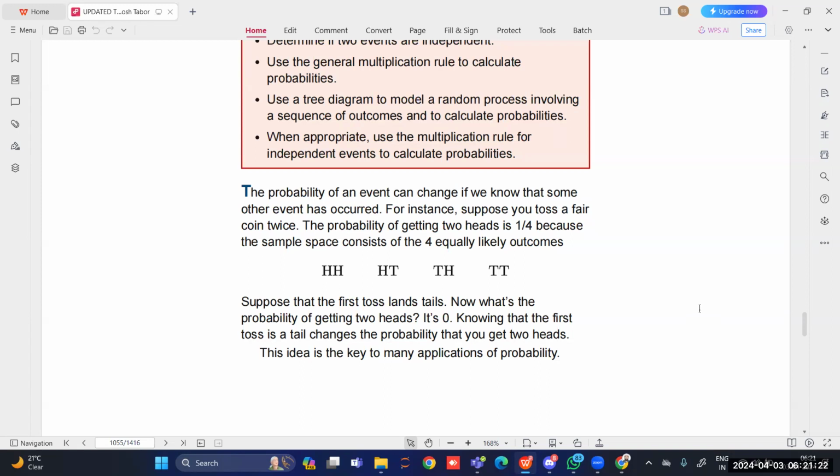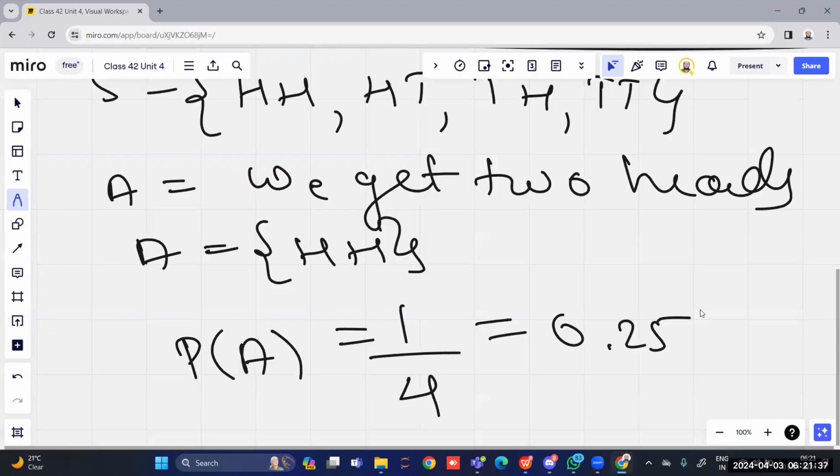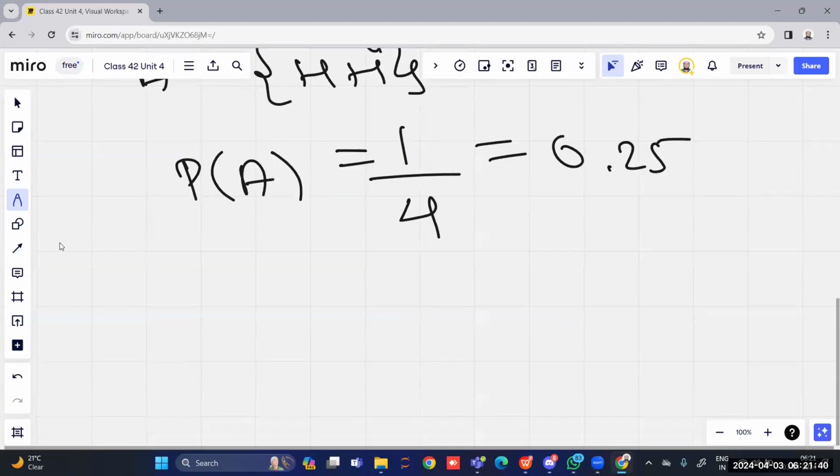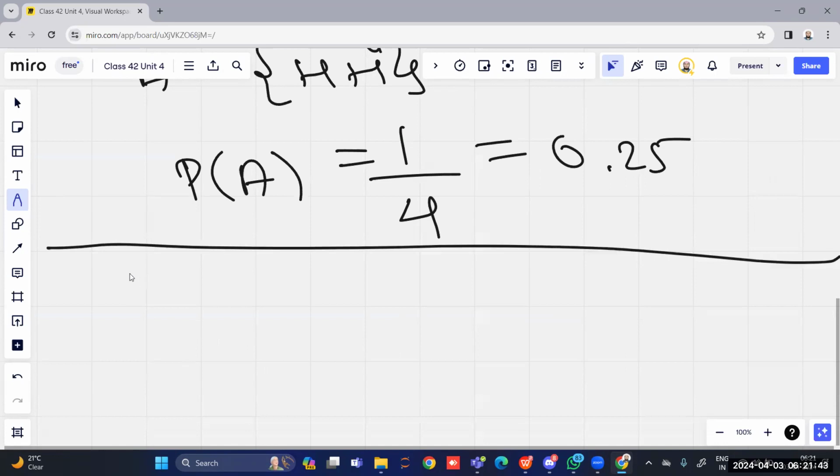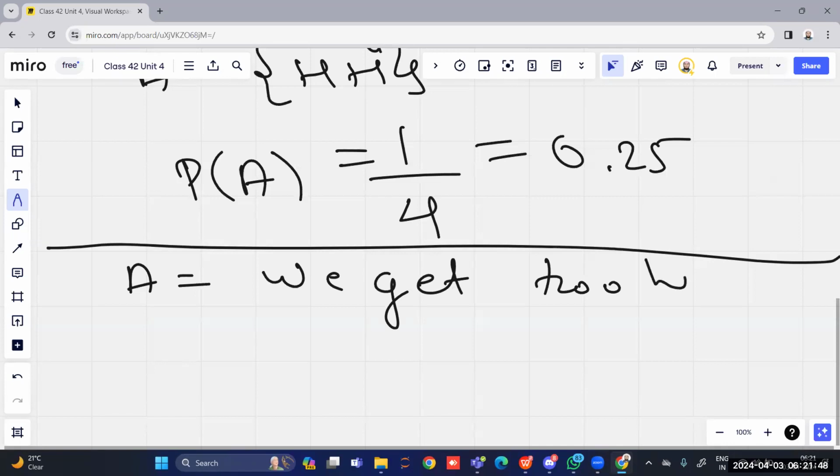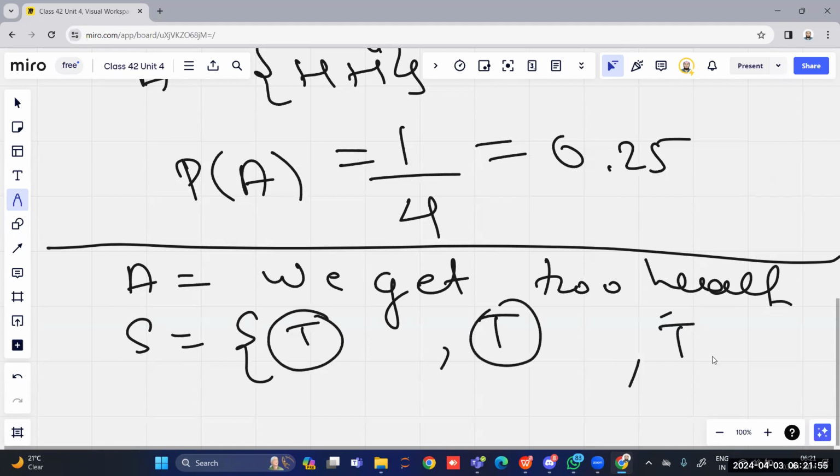Suppose that the first toss lands tails. Now what's the probability of getting two heads? It's zero. Yes or no? It is telling that the first toss lands tails. So in a real world, if I'm tossing, now we are getting the probability that we get two heads. So in our sample space, for example, the first landed tail. Everywhere the first is tail. It can happen that on the second it may have head.